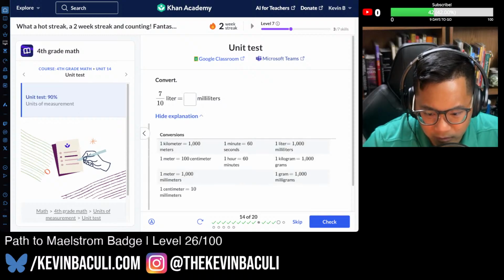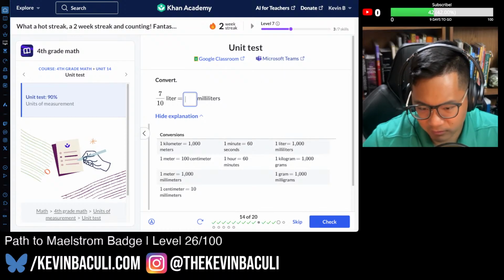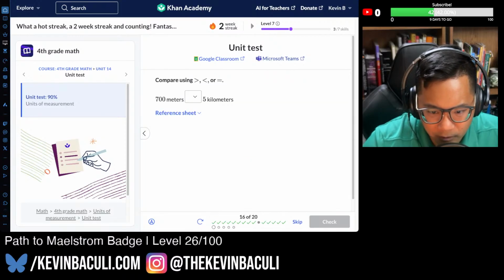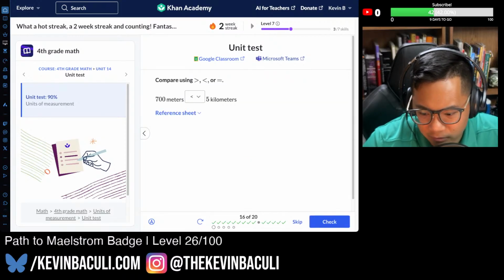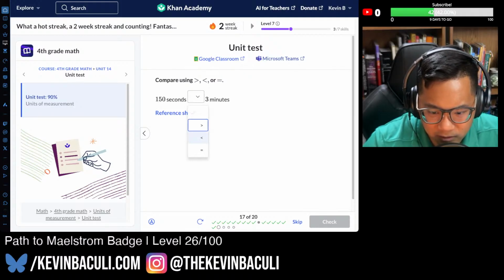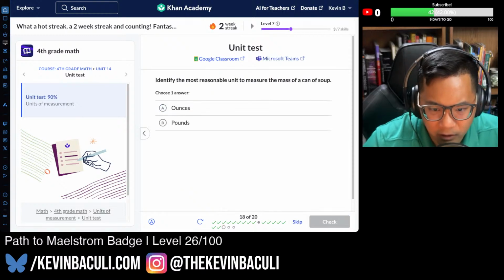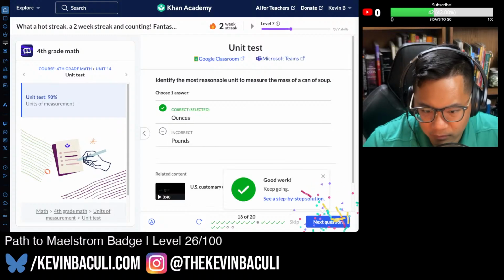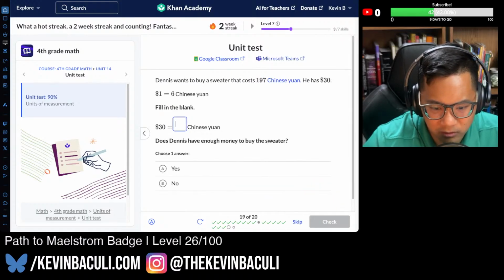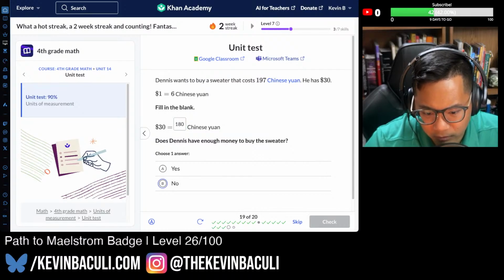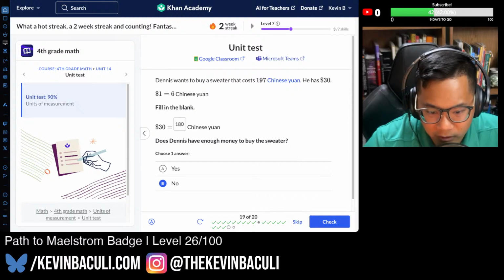Okay, hold on. I don't want to get this wrong again. 700 milliliters. Close to massive rabbit, 3 kilograms. 3 minutes is 180 seconds. Identify the most reasonable unit to measure the mass of a can of soup. Ounces. 1 is 6 is 180. 80. No. Oh wait.